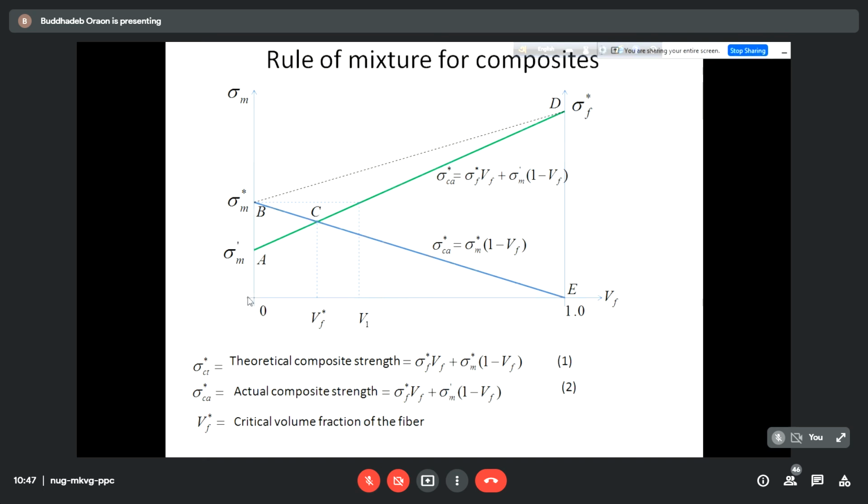On the left hand side, when the volume fraction is 0, we can say only matrix is there. So that is why we are writing this as sigma m. On the right hand side, we can say another extreme, theoretically, that we are taking only fiber, 100% fiber. So on this side I am taking the fiber.